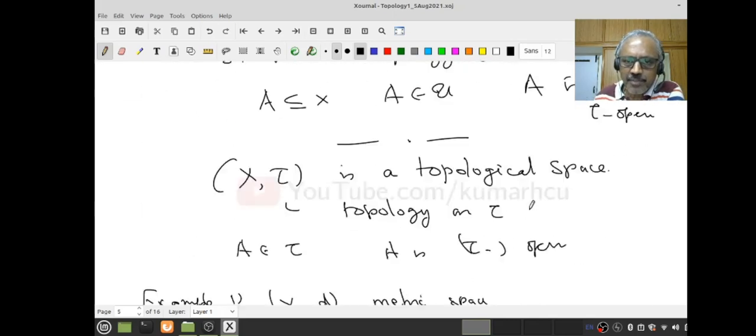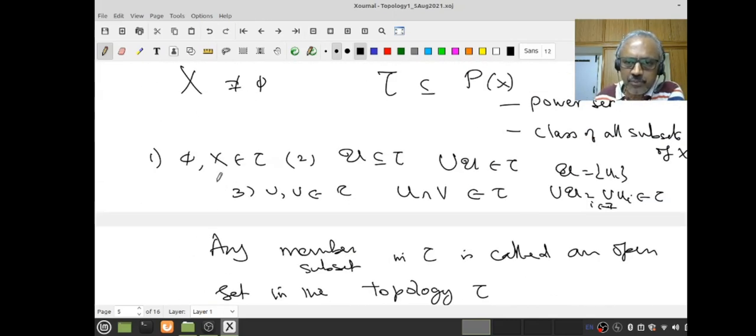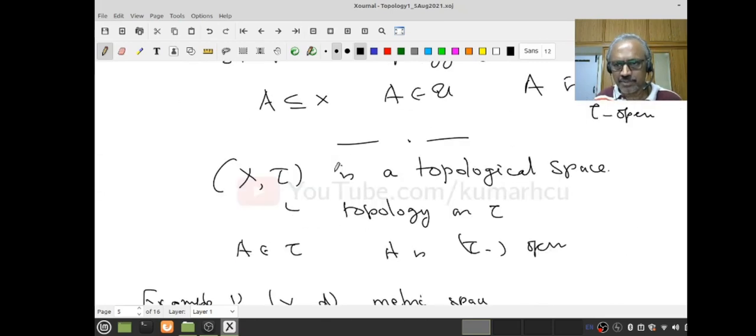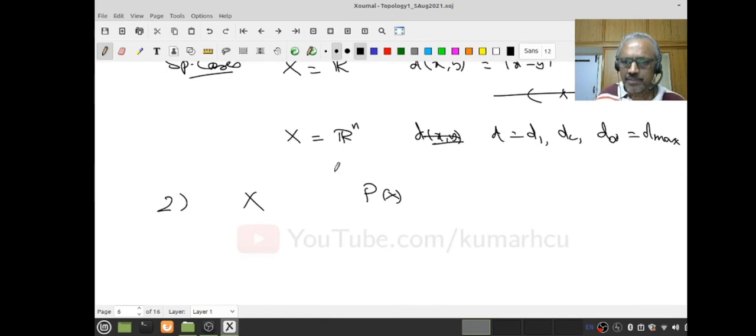What are the three properties? The empty set should be there, the full set should be there. You take any collection of subsets and its union should again be in that collection tau. Of course, right? You take an arbitrary collection of subsets of X, take their union, it's again a subset of X, and therefore it is going to be in the power set. You follow that? And similarly, the intersection of U and V is a subset of X, therefore it again belongs to tau. Therefore, if I take the topology equal to P of X, then this is a topology.